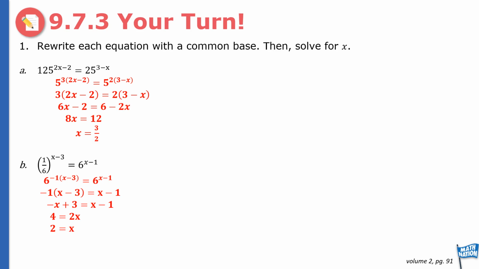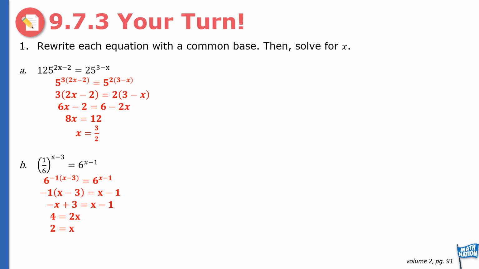There we have it, base 5 for letter A. 5 to the third power gives us 125, and that's raised to the 2x minus 2. On the right side, 5 to the second power gives us 25, and that's raised to the 3 minus x. So now we have the same base. We're just using the exponent portion to solve for x.